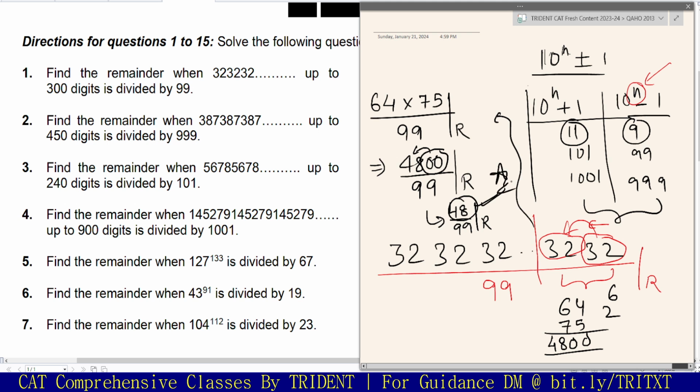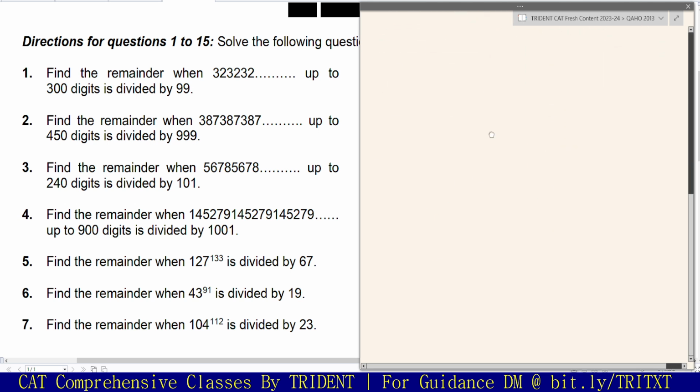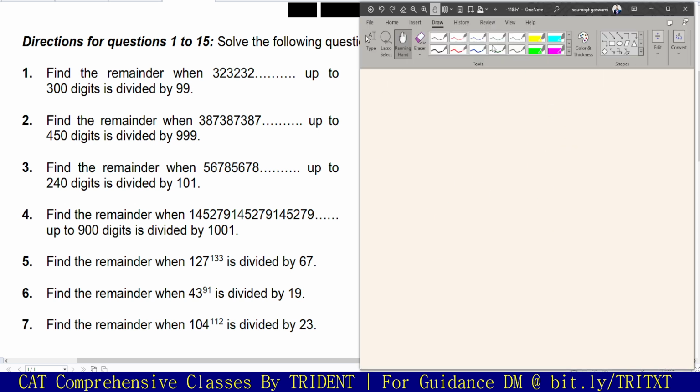Obviously I explained, so I didn't have a lot of space over here. From the next question onward, I'll try to do everything neatly. So let's just get some space. Let's look into the next question.